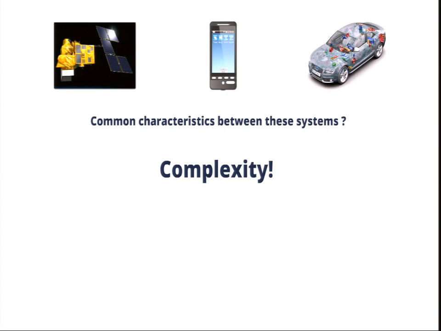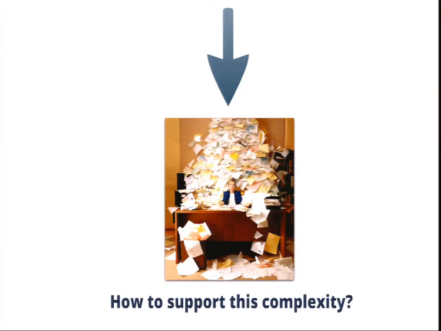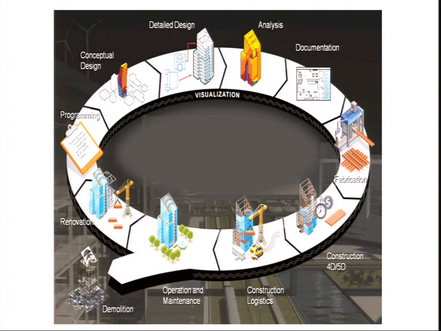So the common characteristic between all these kinds of systems is their complexity. These systems are complex because they need to coordinate many teams, many skills, and many tools to build the system. And classical ways to manage requirements, specifications, or documentation cannot be used on these kinds of systems.